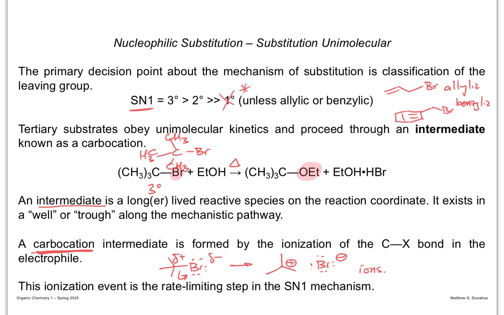So there's two ions, a carbocation and a bromide anion. The charges balance. You have 1 plus, 1 minus. You sum that together, you get 0. So the ionization event is the rate limiting step in SN1. So that means when you're looking at the reaction coordinate, that's the highest energy that you have to overcome to get towards the products.